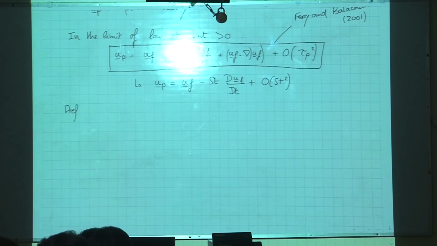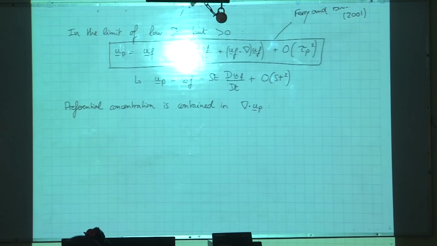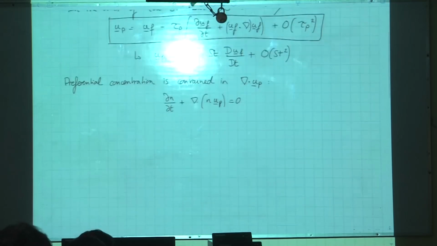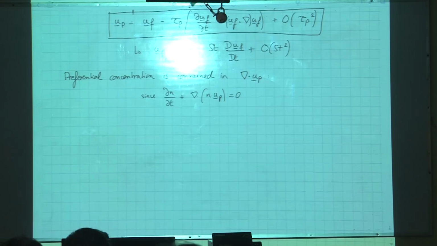So I'll argue here that if we want to know the preferential concentration, it is contained in the divergence of UP. That's all we need to know. And again, why? Well, because we just wrote that dn/dt plus the divergence of n times UP is equal to 0.